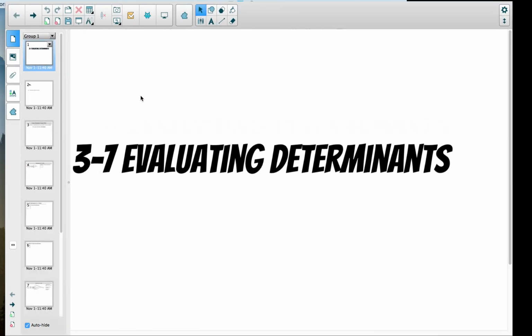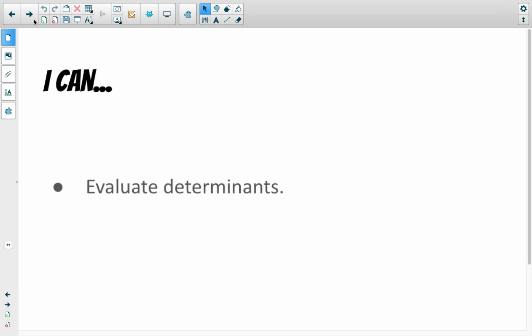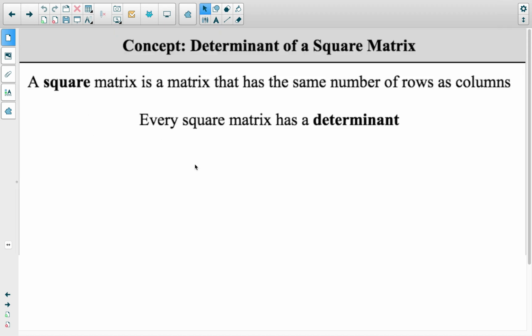This is 3.7, all about evaluating determinants. Follow along with me on page 15 of your notes packets if you're in my honors Algebra 2 class. All right, we will be able to evaluate determinants.